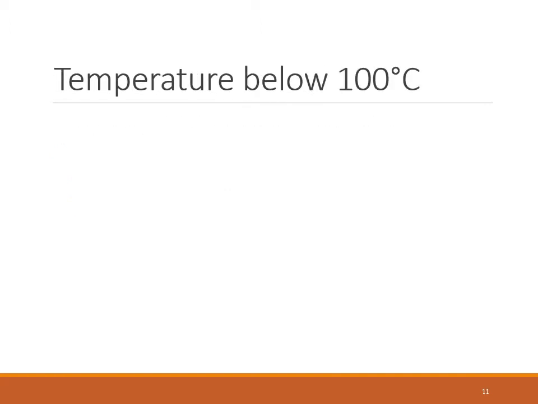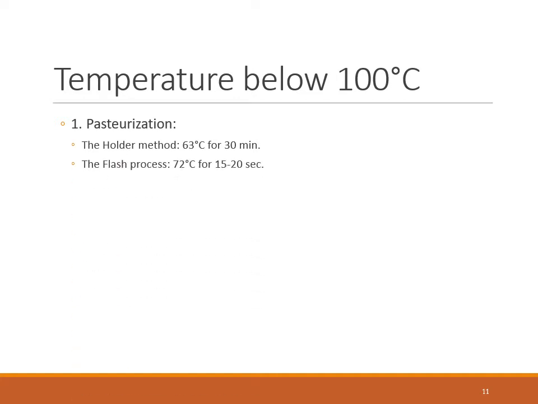Then the moist heat sterilization. The first is temperature below 100 degrees Celsius, and the example is pasteurization. There are two methods. One is the Holder method, at 63 degrees Celsius for 30 minutes, and the second is the flash method, in which the temperature is 72 degrees Celsius for 15 to 20 seconds.